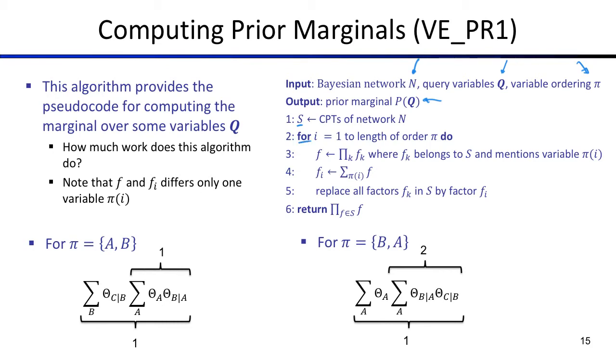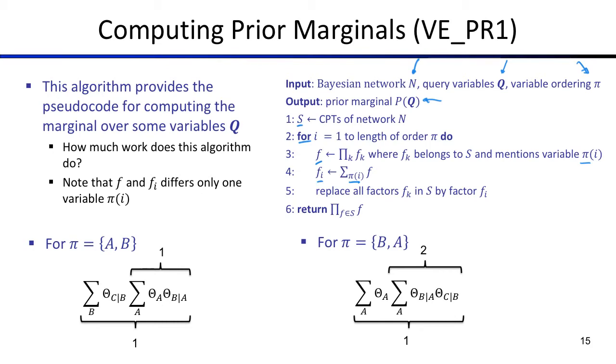For each iteration of the for loop, I'm going to take all the factors that mention the variable pi i. So in the first iteration of the loop, I'm going to take the first variable in the elimination order. I'm going to take all the factors that mention that variable and multiply them together, and have as a result a new factor f. We're going to eliminate the variable pi i of this new factor and get this new factor fi.